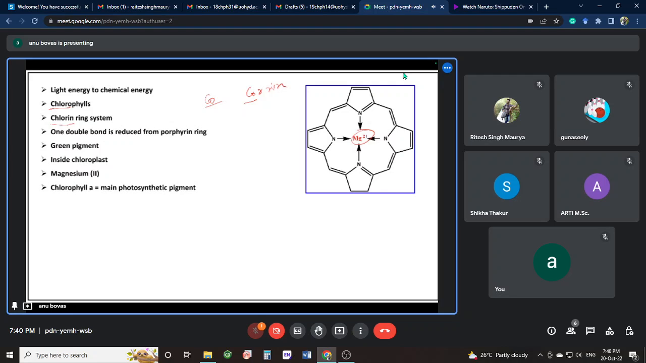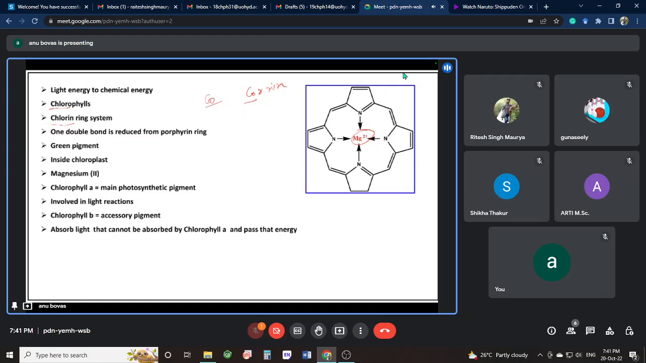Okay. Now I told you chlorophyll can be either chlorophyll A or chlorophyll B. Chlorophyll A is the main photosynthetic pigment and it is involved in light reactions. We will learn what is light reaction and what is dark reaction. So first of all, let us only know that chlorophyll is present inside the chloroplast of plants, which will help in photosynthesis. The central atom is Mg in the +2 oxidation state. The ring system is called the chlorin ring system, which is nothing but one double bond reduced from the porphyrin ring system.